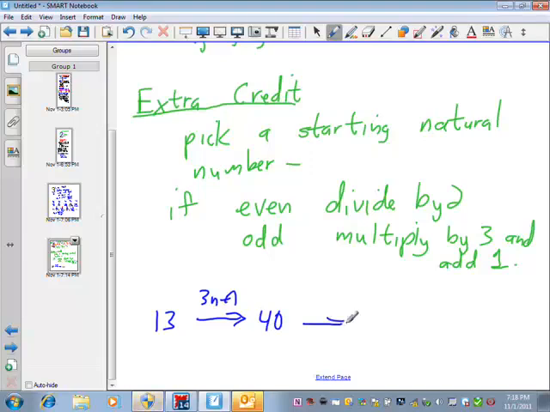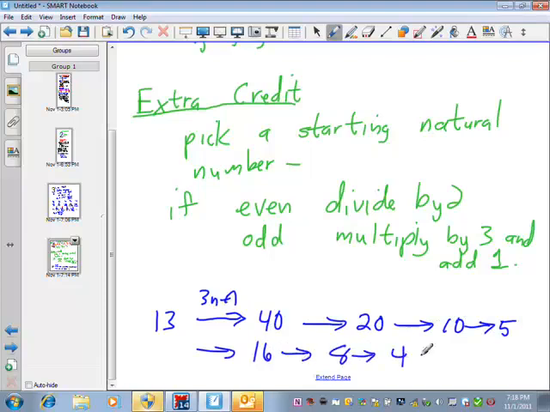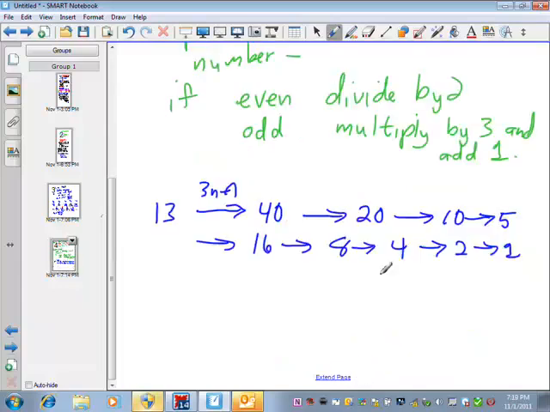Even? 20. Even? 10. Even? 5. Odd? 16. 8. Wait, how long are we doing this? Oh, forever. It's a sequence, right? So 4, 2, and then 1, and then 4, and then 2, and then 1.